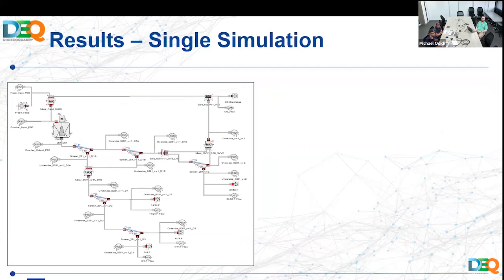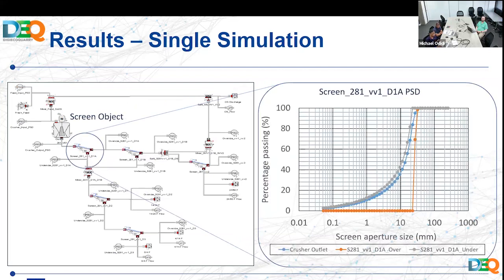You can also take a look at the screen objects to look at the particle size distribution function of the feed to your screens and the products from your screens. And as I've said, the screens were basically performing with 100% efficiency. So that's why you would notice that the orange line is almost vertical. So basically there is almost a perfect separation of the material.